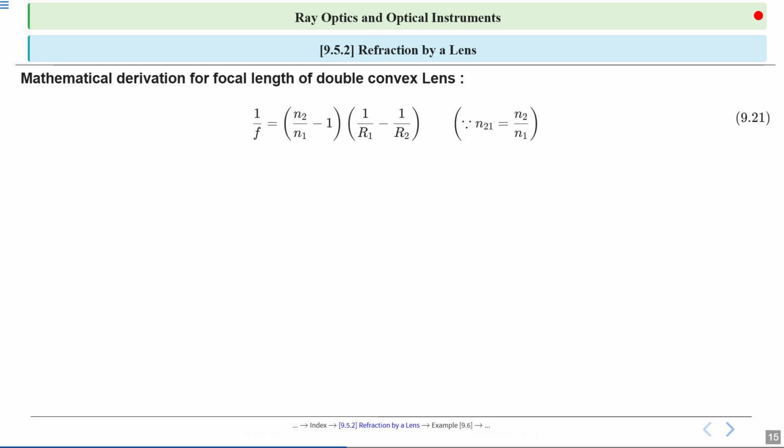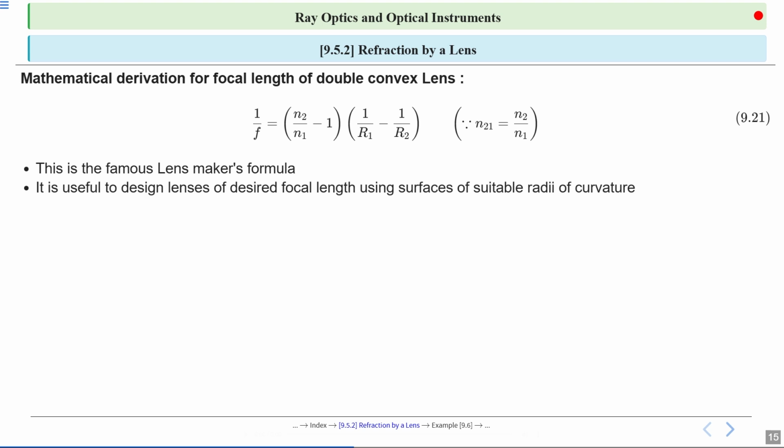So 1 upon F equal to N2 upon N1. What is N2? The refractive index of the second medium with respect to the first medium. We can write N2 upon N1 as N21. So 1 upon F equals N21 minus 1, times 1 upon R1 minus 1 upon R2. Mark it as equation 9.21 again. This is the famous lens maker's formula.